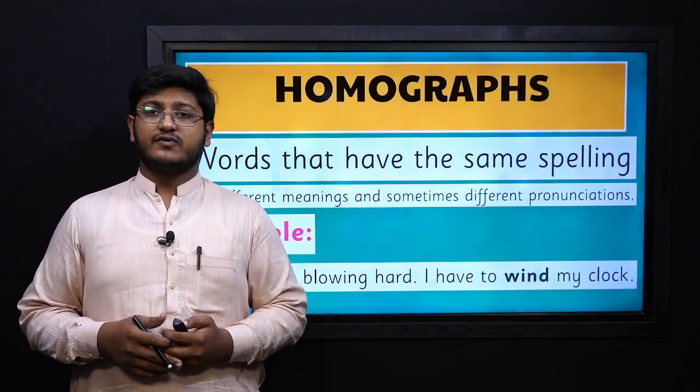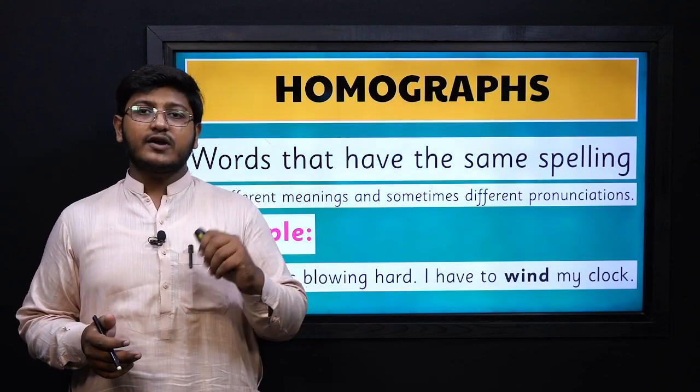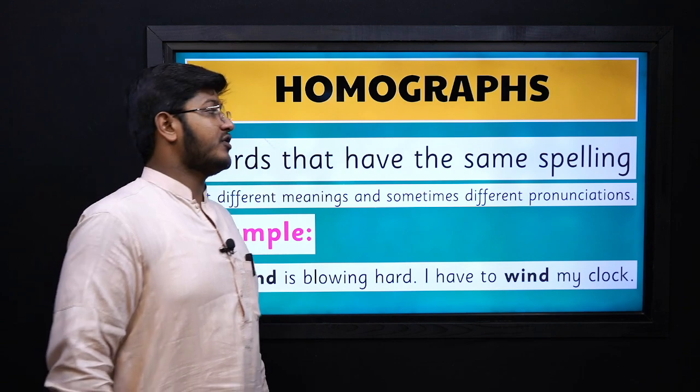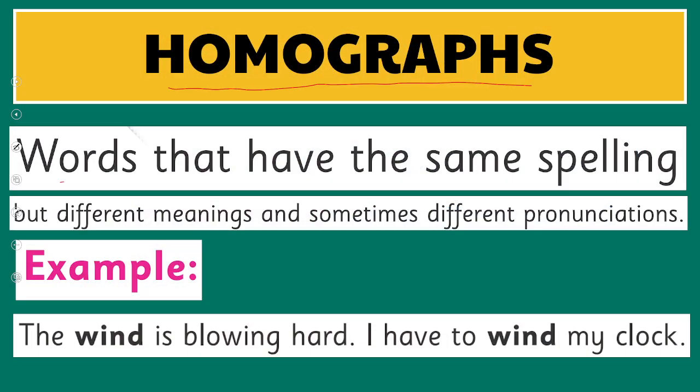When there are words which are spelled the same but have different pronunciation or meaning, they are called homographs. So let's find out what the homographs are. Words that have the same spelling but different meaning and sometimes different pronunciation are called homographs. So I hope you guys have understood what the homographs are. Like, the wind is blowing hard, I have to wind the clock. So here the spellings are same but the pronunciation and the meaning both are different. So this is how the homographs occur in the language.